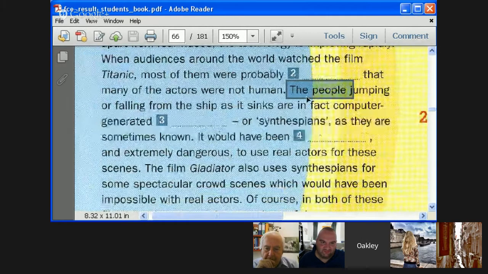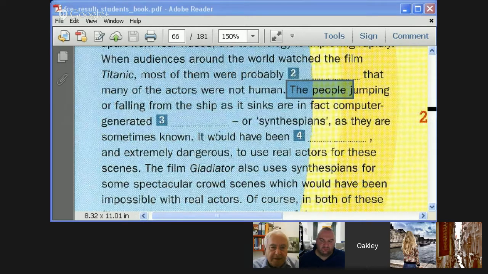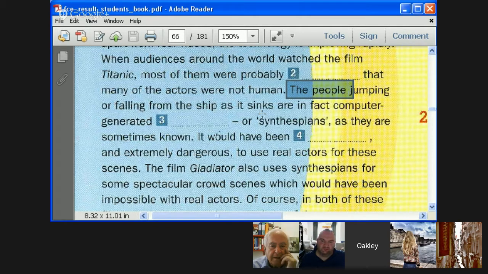First, Vincenzo, please, from The People. Yes, the people jumping or falling from the ship as it sinks are in fact computer generated or synthesized, as they are sometimes known. How do you pronounce it? I don't know. I've never seen this word. I would try thespians. Okay, thespians.